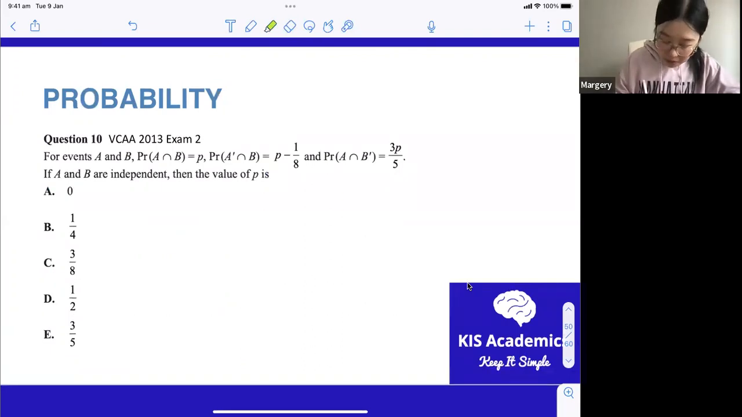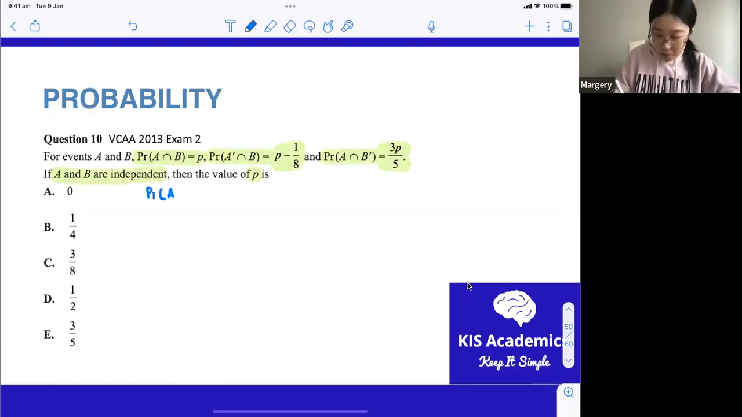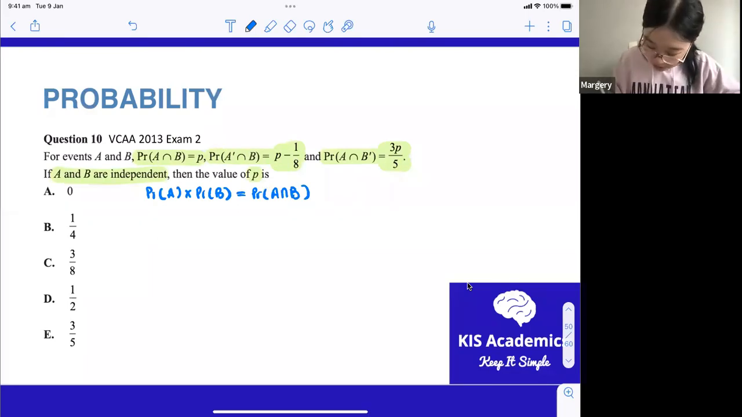So we've got for events A and B, probability of A and B is equal to P, probability of A dash and B is equal to this, and the probability of A and B dash is equal to this. And so if A and B are independent, we want to find the value of P. We know that in order to test whether the two events are independent or not, we test whether probability of A times probability of B is equal to the probability of A and B. In this case, they give us probability of A and B as P. So this would be P over here. We don't know what probability of A and probability of B are.